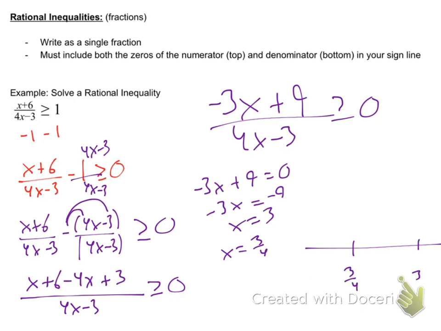Make my number line. 3/4. 3. They happen to be closed because I can be equal to 0. And now I just test it just like before. If I test 0, 0 is way over here. I'll end up with a negative number, because 9 divided by negative 3. If I put a number in like 1, 1 makes it negative 3 plus 9, which is 6 over 1, which is positive. And if I put a number in like 4, way over here, I get negative 12 plus 9, which is negative 3 over 12, which is a negative number. I'm looking for where it's positive. It's only positive in the middle.